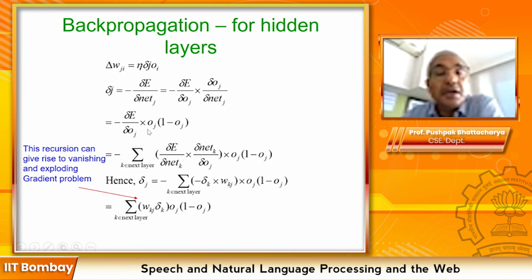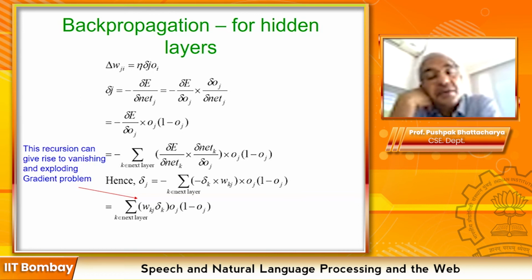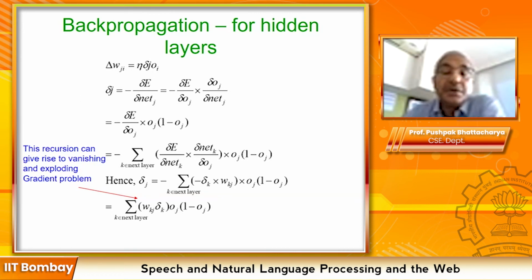The problem now comes with delta E delta Oj. For the outermost layer, E is a direct function of Oj. For hidden layer neurons, E is not directly affected by Oj, because Oj is the output of a hidden neuron. Oj is not directly contributing to the error expression. So here comes probably a very clever trick. This is the foundation for the backpropagation algorithm.